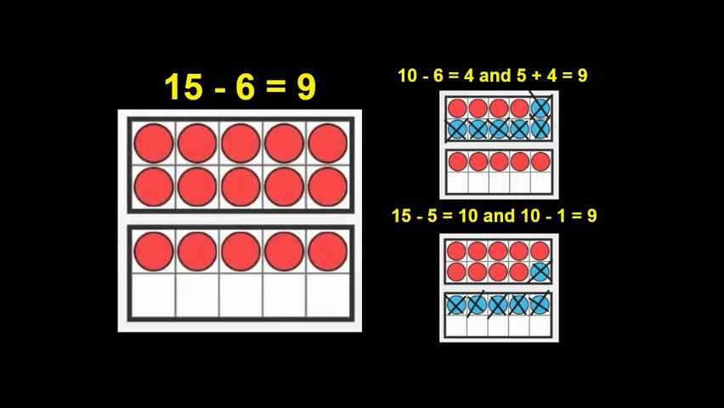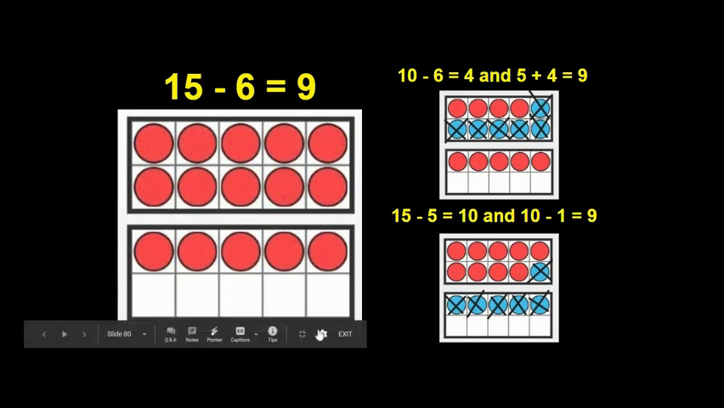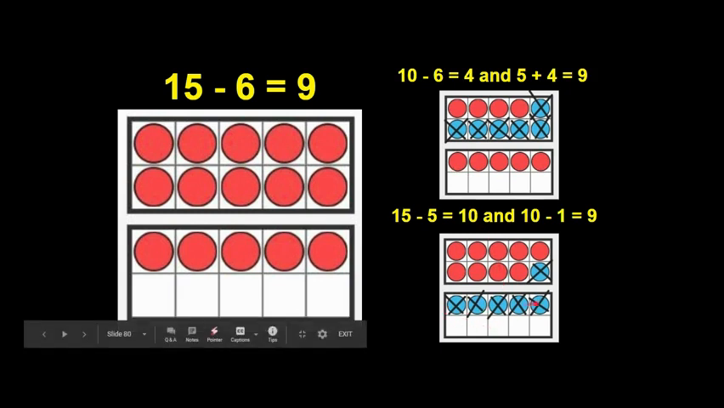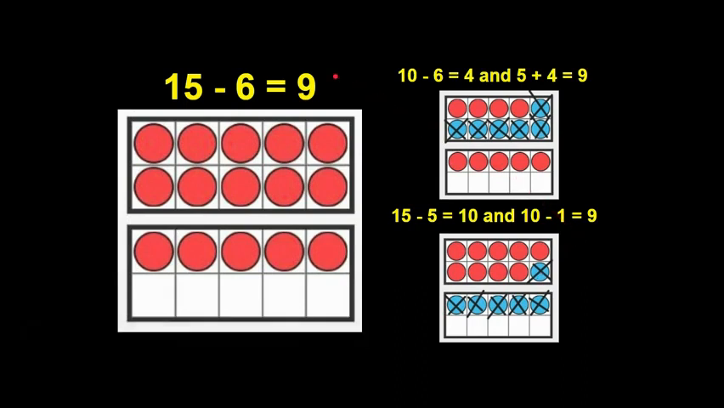Now, which way did you do it? And I'm going to bring up my cool little red pointer. Did you take away the 6 from the first 10 frame? I know many kids who do it that way. And then did you take the 4 and add it to the 5 and get 9? Or did you take away the bottom 5 and 1 more and still get 9? 15 take away 6 equals 9.